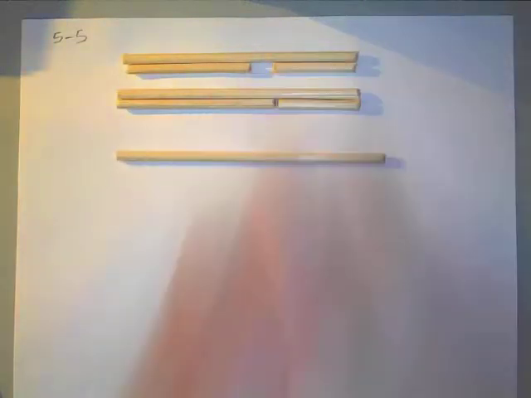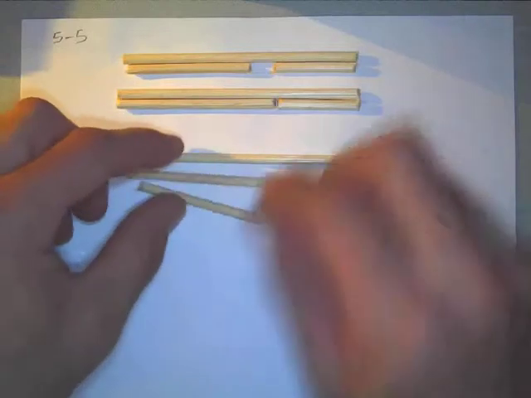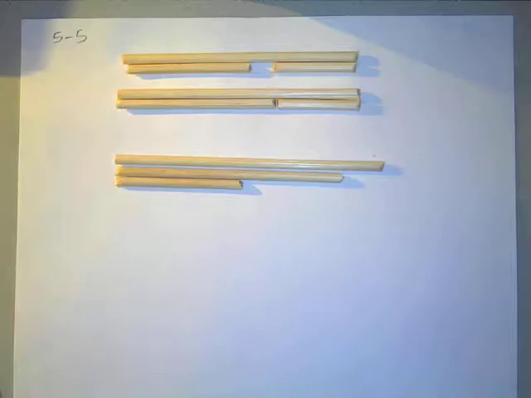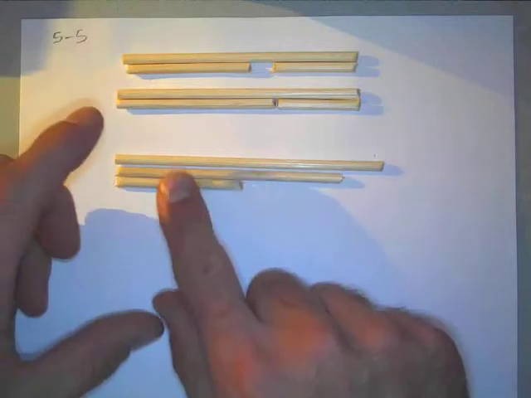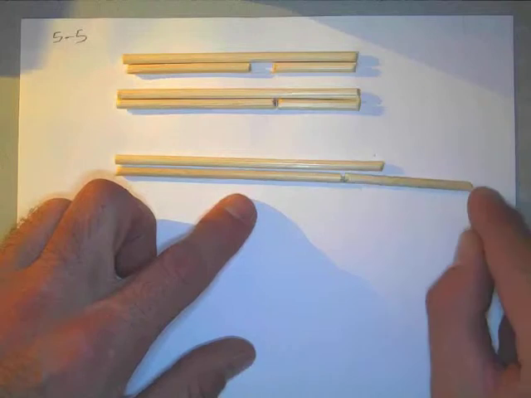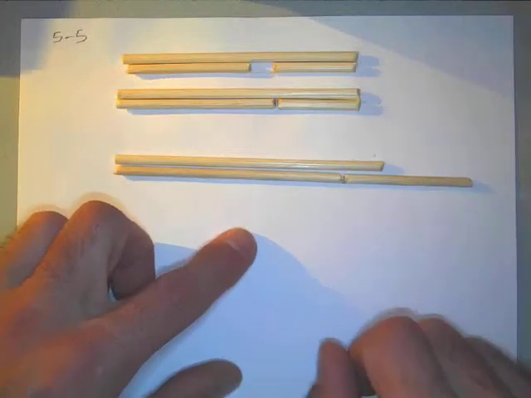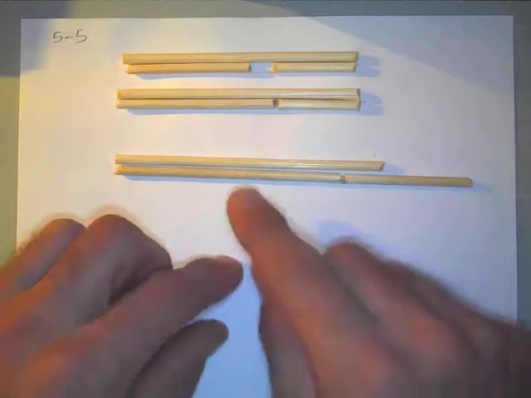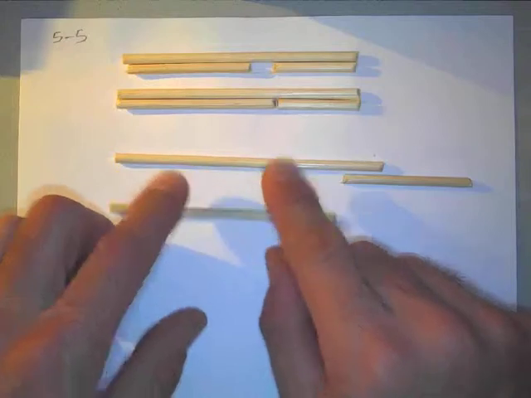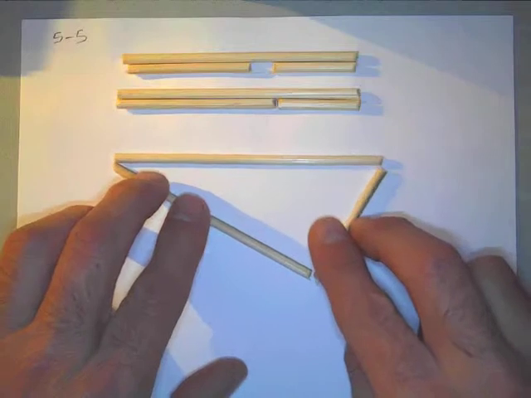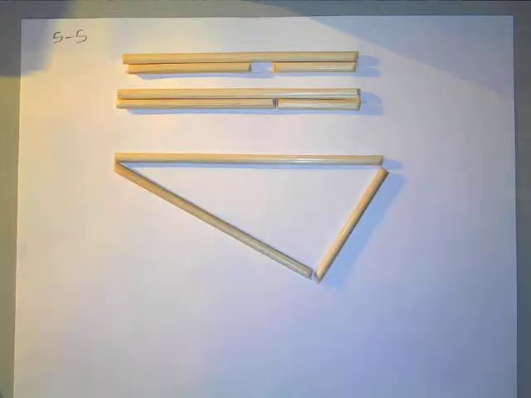All right, well, here's my next set of sticks. You will notice that I have a small, a medium, and a large stick. Now, when I add the two smaller ones together, you will see that the two smaller sticks add up larger than the largest stick. So what happens when we try to make a triangle with this? Well, it looks like now we can make a triangle.